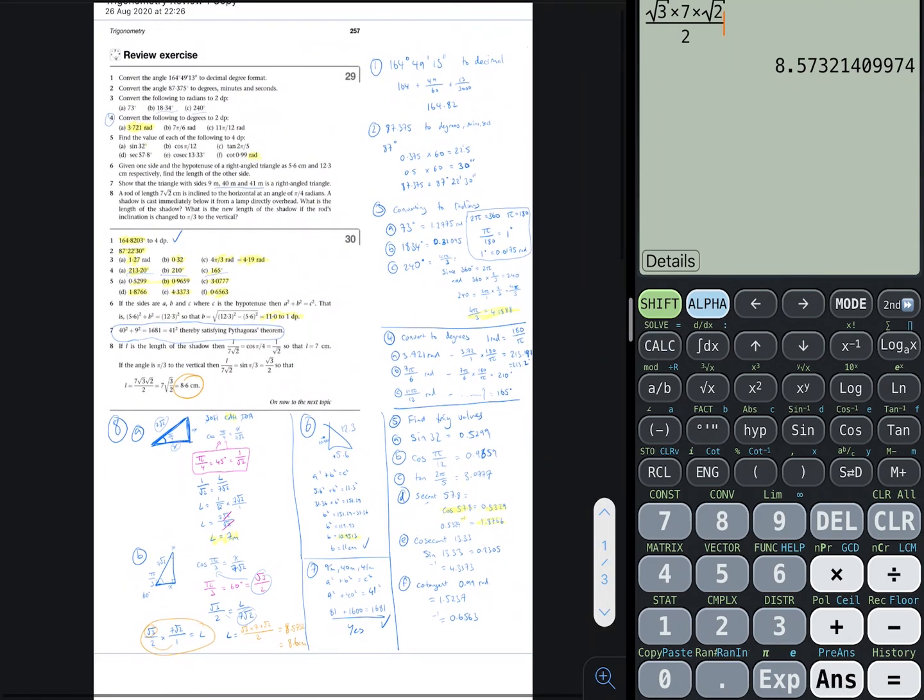Cool, guys. And I managed to fit it all onto one page, which is nice. So I enjoyed that. Hope you did too.